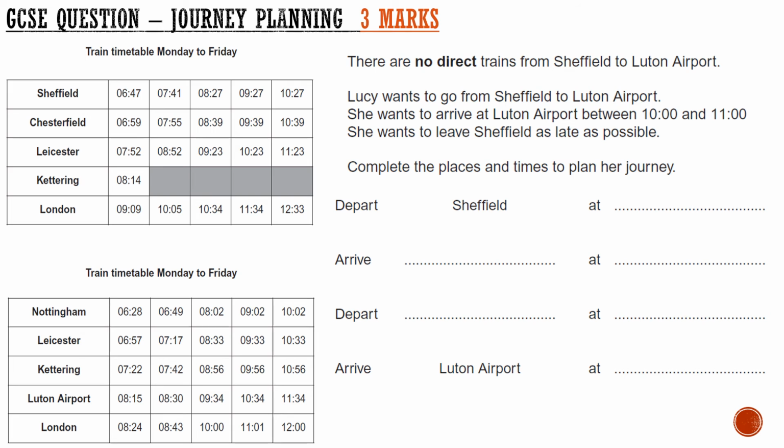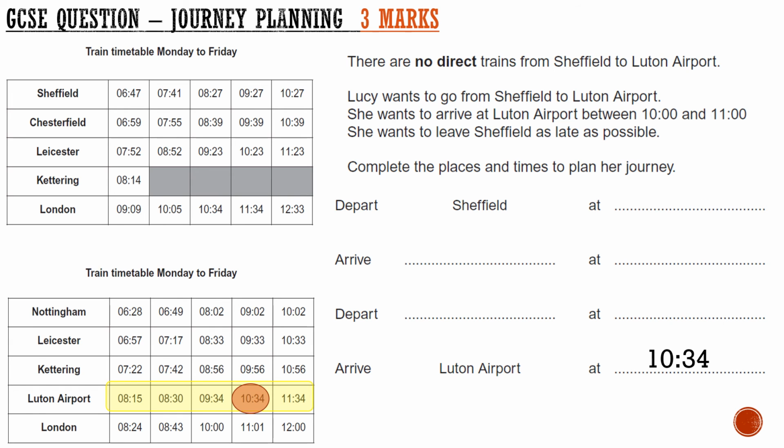Okay, so with this question, the easiest thing to do is to work backwards and figure out which train she needs to get at what time. So the first thing is think, well, she's going to Luton Airport. She needs to arrive between 10 and 11. So we're looking at all of these possible trains, and the only time that arrives between 10 and 11 is the 10:34 train. So we can put that into the answer box straight away, and that's probably going to get you a mark.